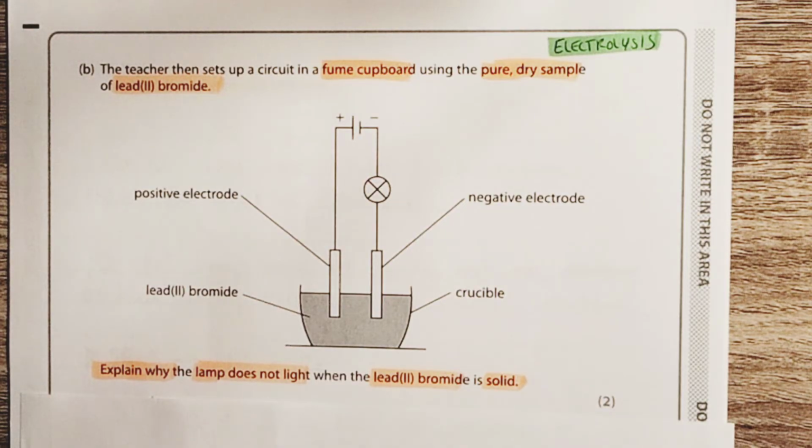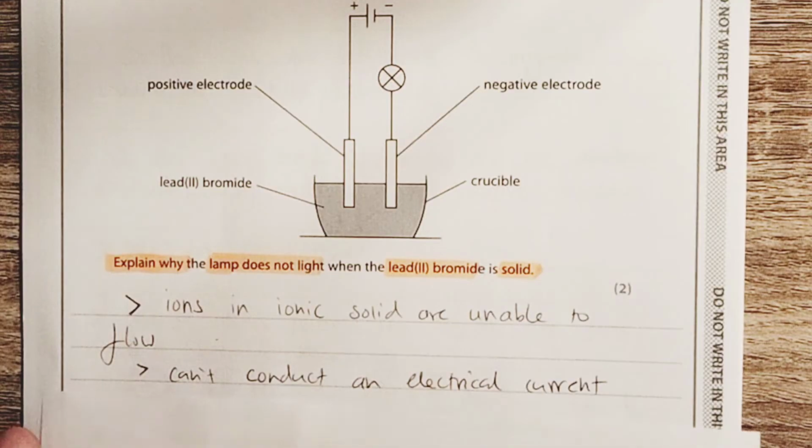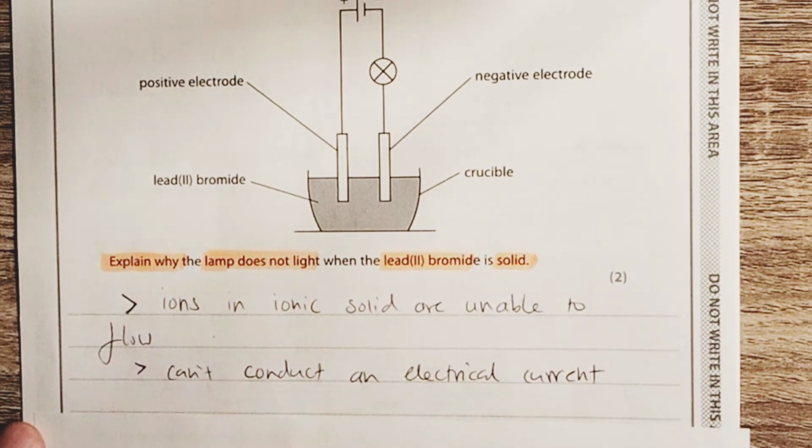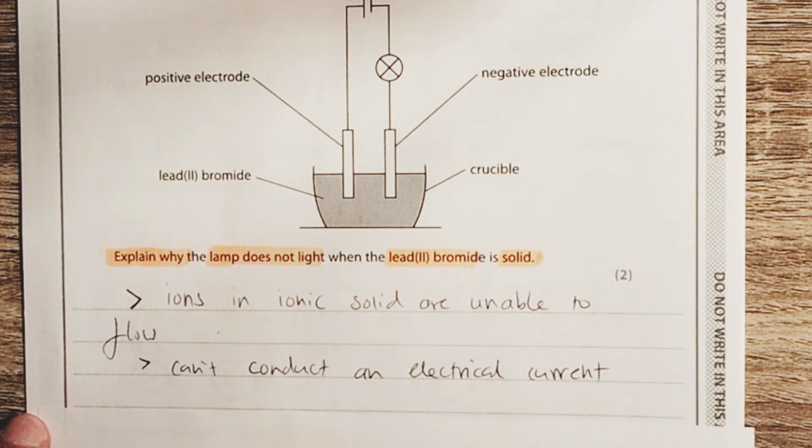You've got to think about this in terms of structure and bonding. Lead bromide is an ionic compound. The ions in the ionic solid are unable to flow or move. They're being held in place by the strong electrostatic force of attraction between the oppositely charged ions in that solid. They can't conduct electrical current if they're not moving, and therefore nothing's going to happen.